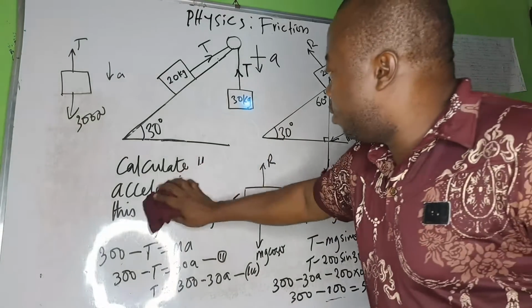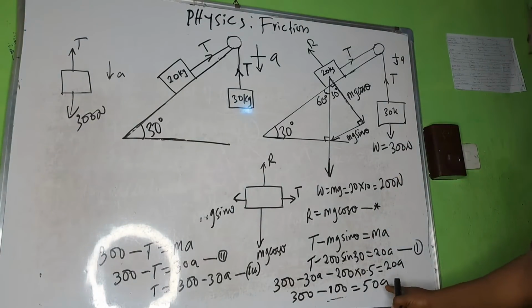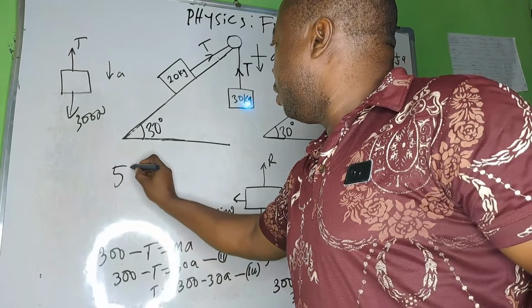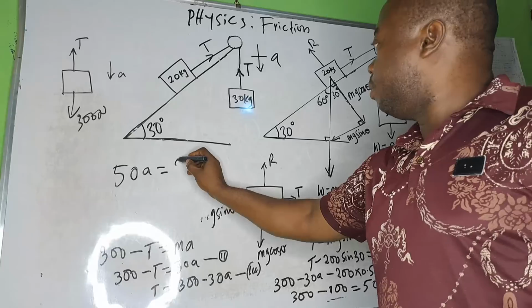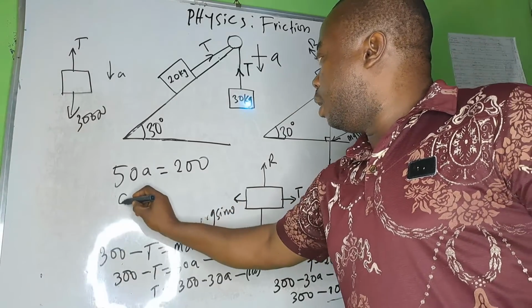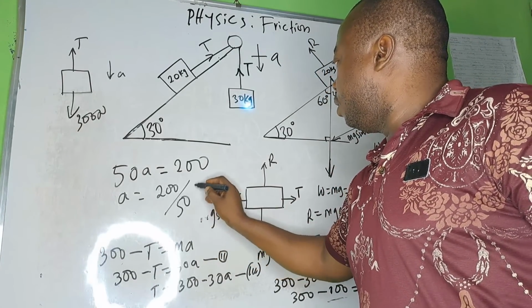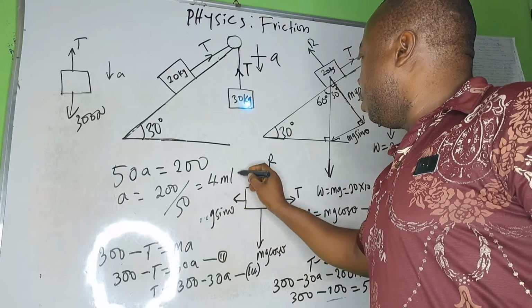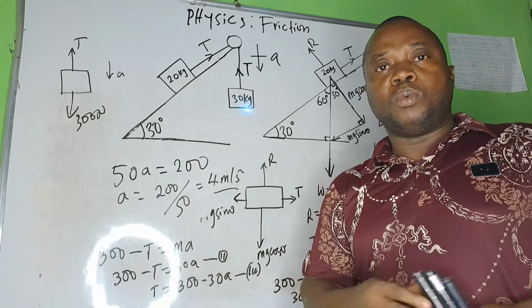So we now have 50A equals 200. It becomes 200 over 50. That is 4 meters per second squared. So the answer is 4 meters per second squared. I hope this helps someone. Thank you very much.